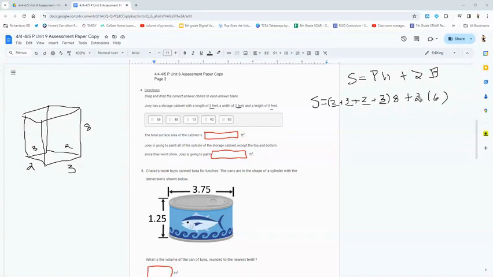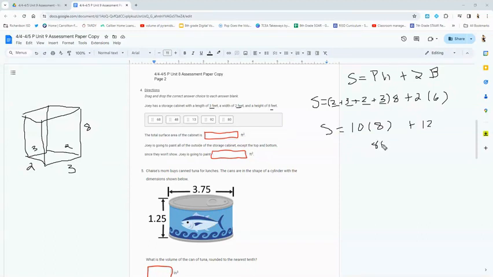Okay? Now, I'm just going to do this by hand. If you want to type this in the calculator, feel free to. I know this is going to be 10. It's going to be 8. And then 2 times 6 is 12.